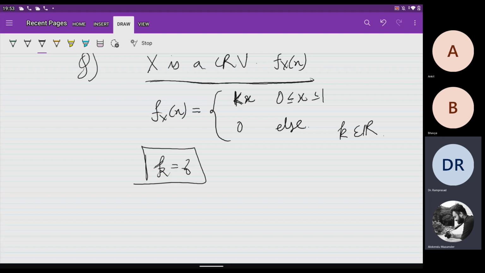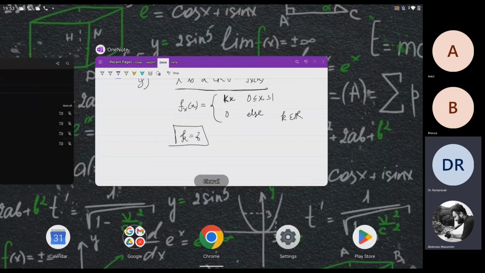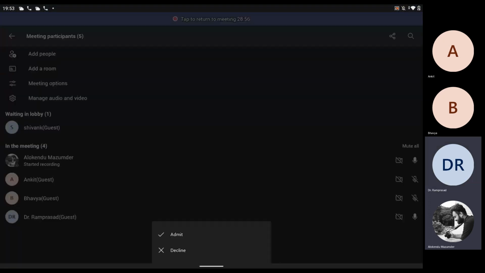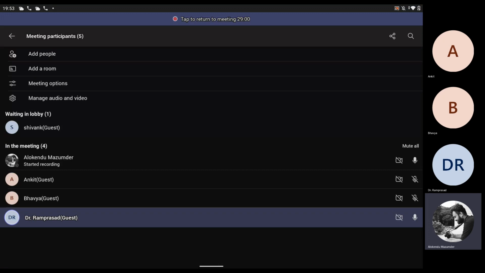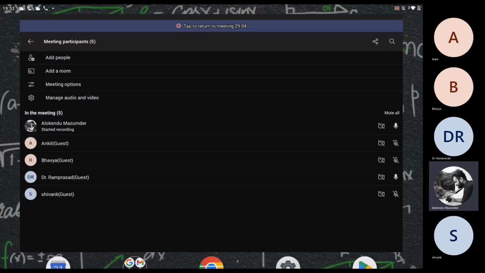So if you look at it, f of x is a probability density function. It should have the dimension of 1 by length. Probability density function is a probability per length. It's basically a function, right?